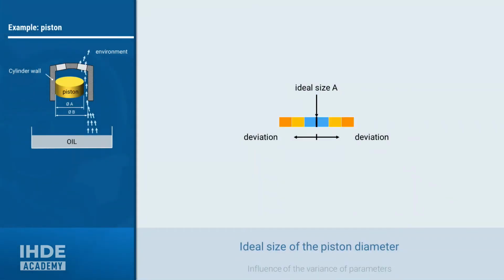Let's assume that there is an ideal size. In the case of the piston, this would be perhaps a diameter of 60.0000 millimeters. No process in this world could ever reproducibly produce such a dimension. Due to various influences, there will always be deviations in one direction or the other. And for this very reason, we now need to talk about the terms accurate and precise.